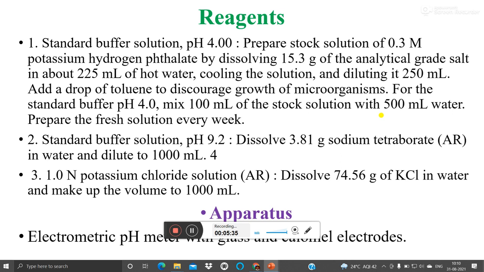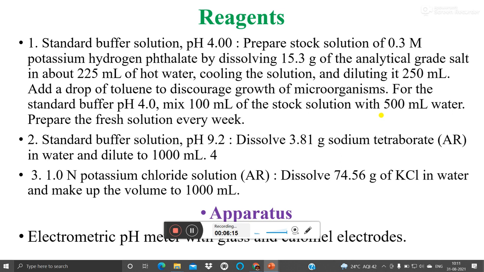Prepare a stock solution of 0.3 molar potassium hydrogen phthalate by dissolving 15.3 gram of analytical grade salt in about 225 ml of hot water. Cool the solution and dilute it to 500 ml. Add a drop of toluene to discourage growth of microorganisms. For the standard buffer pH 4.0, mix 100 ml of the stock solution with 500 ml of water. Prepare the solution fresh every week.